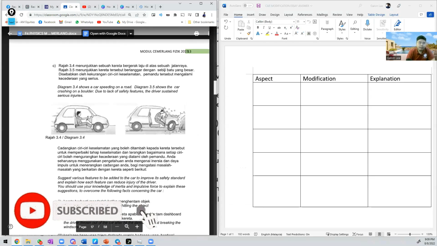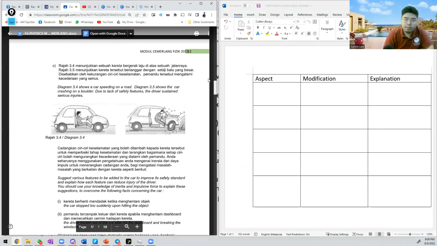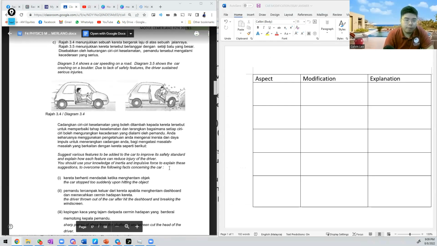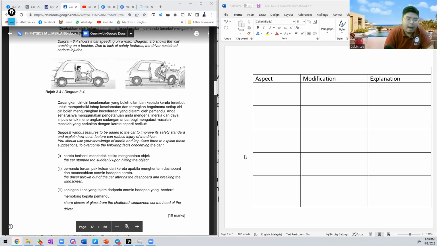So here it says the diagram shows the car speeding on a road and it crashes into a boulder, a very big rock. Okay, dan urusan kita adalah untuk mereka satu kereta yang akan mengatasi masalah ini, to improve on three things. Number one, to improve on the fact that the car stopped too suddenly upon hitting the object.